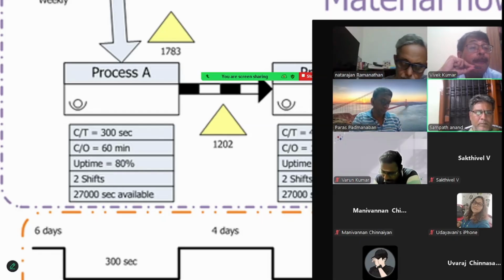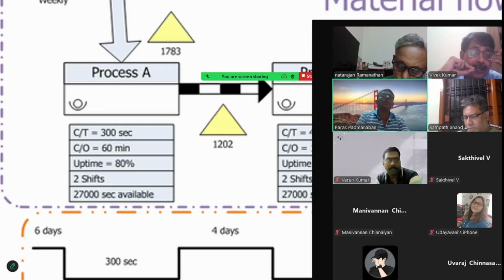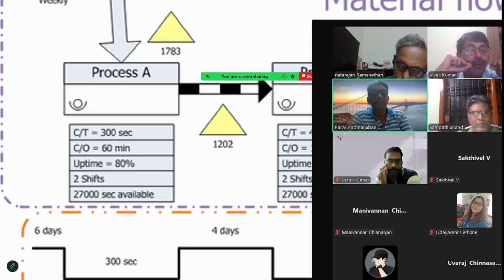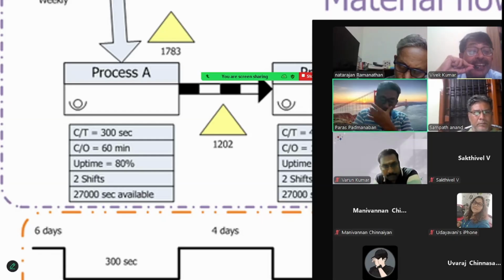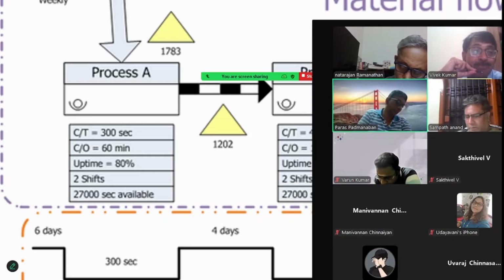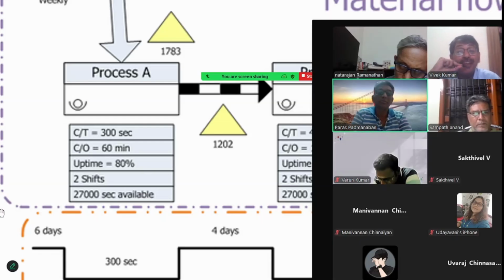What do we mean by uptime? Uptime is available time minus downtime. And I also mentioned repeatedly that changeovers and setups are from within. They are part and parcel of the uptime. That is what the definition is. Yes or no? So we have studied the process and we have realized that the downtime is 20% here for this machine on an average.